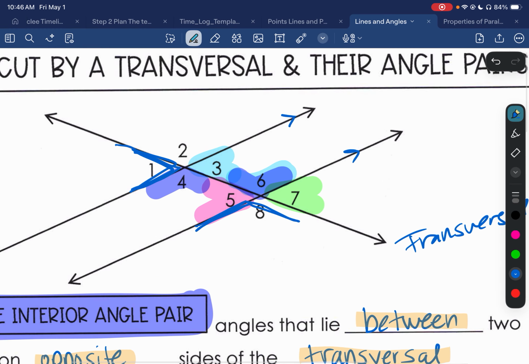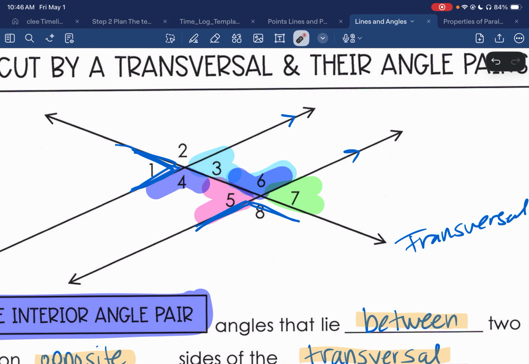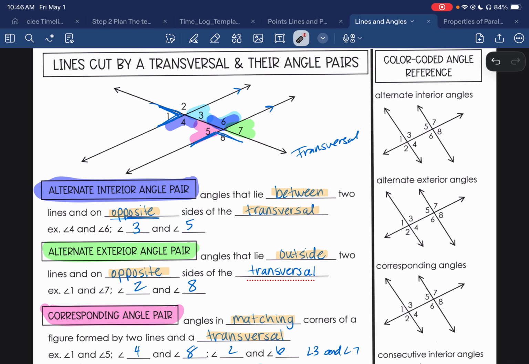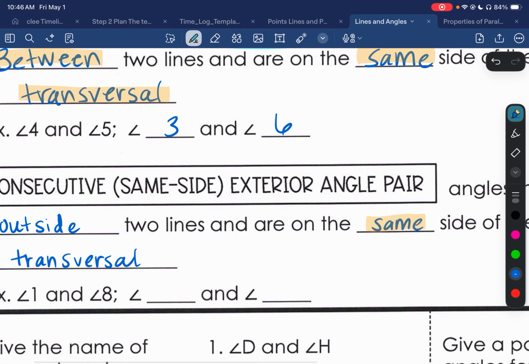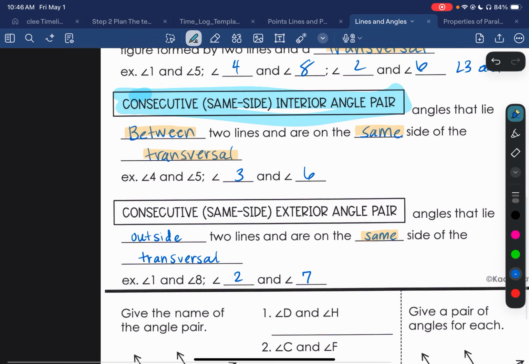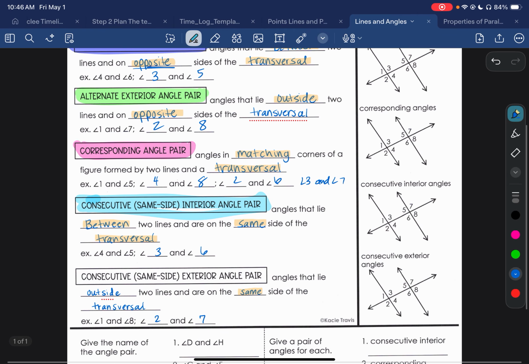All right, here's your example right here. Consecutive, this one out here and this one out here. They have to be on the same side and they're exterior angles. So 2 and 7 are consecutive exterior angle pairs. 1 and 8 are consecutive angle pairs. So let's go ahead and write that. 2 and 7, 1 and 8. Bam. Okay. Sorry, this chair is a little squeaky.